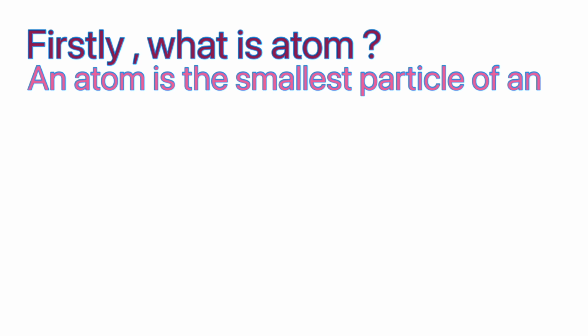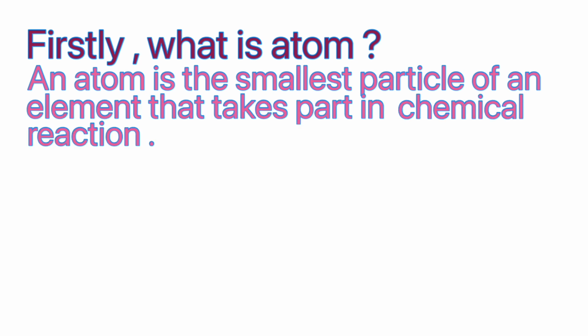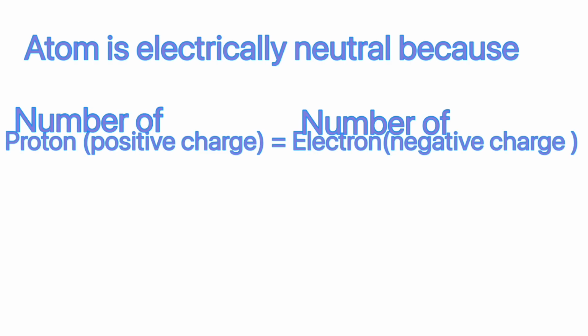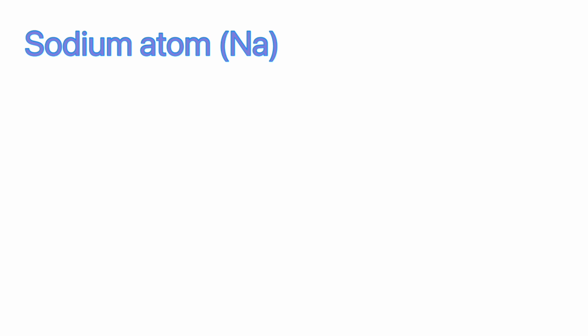Firstly, what is an atom? An atom is the smallest particle of an element that takes part in a chemical reaction. An atom is electrically neutral because the total number of positive charges, i.e. protons, is equal to the total number of negative charges, i.e. electrons. Let's take the example of a sodium atom.